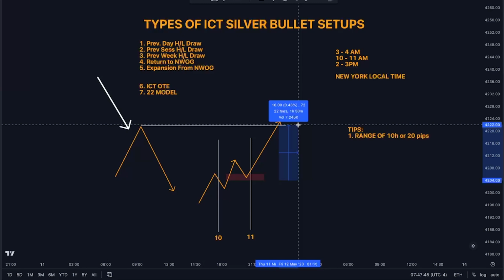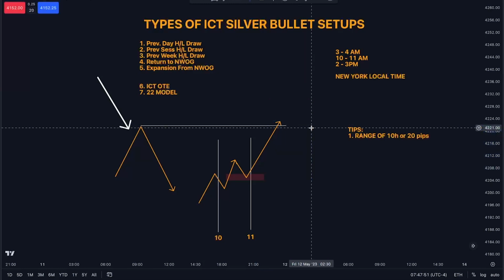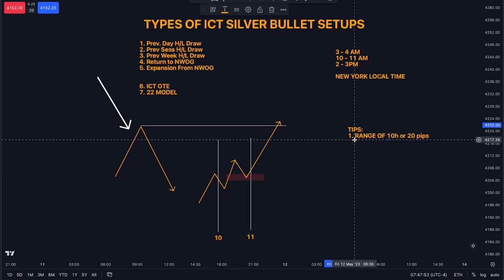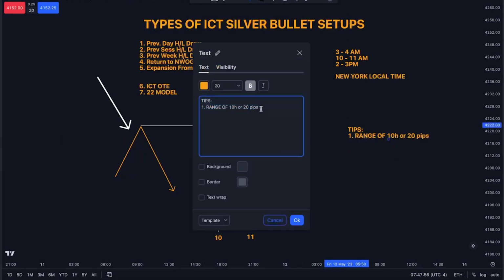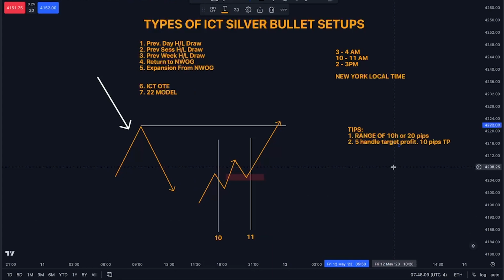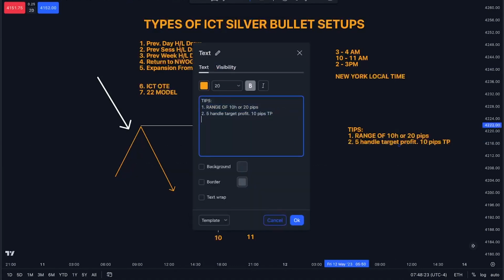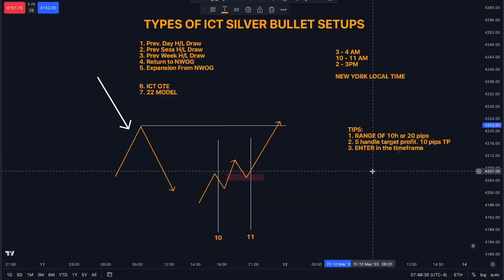Now, it can be lower, but if it's lower, it's a lower probability of the trade working out and giving you the 5 handles that you're targeting. So your target is 5 handles, but your range should be at least 10. So it's 5 handles target profit on indices, and 10 pips on Forex. Very simple. Now, let's just write down the tip. Enter in the time frame. So only the entry should be there, but you can hold longer.